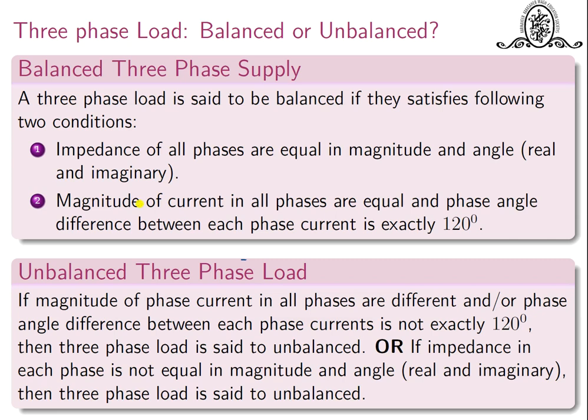Now, as we saw in the last video, balanced supply and unbalanced supply, now we will see what is a three phase balanced load and unbalanced load. The load is said to be balanced if it satisfies the following two conditions. The first one: impedances in all phases are equal in magnitude and angle. Both magnitude and angle of all impedances must be the same in all phases, and the magnitude of all currents is the same, but the phase angle difference between them is exactly 120 degree. Then it is said to be balanced.